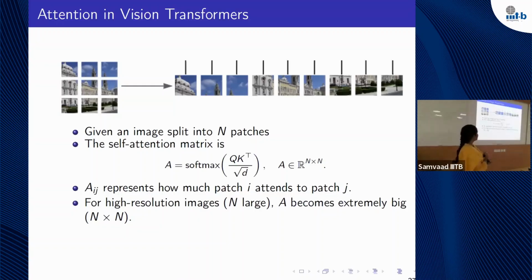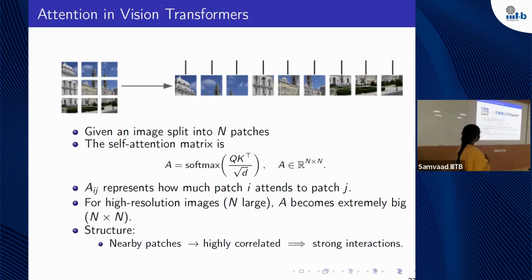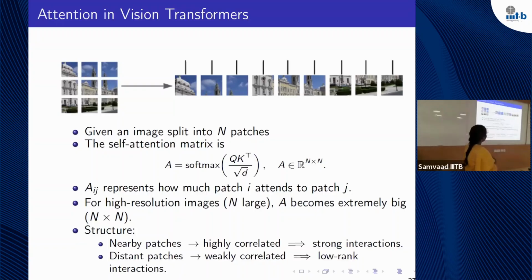But how do we justify that A follows the hierarchical matrix structure? Since we are working with images, the structure is as follows: nearby patches are highly correlated. In an image, there is a lot of local information. If you consider one particular patch here, it interacts strongly with its neighboring patches than it interacts with the far away ones. So the nearby patches are highly correlated and you have strong interactions, and the distant patches are weakly correlated or they have low rank interactions.